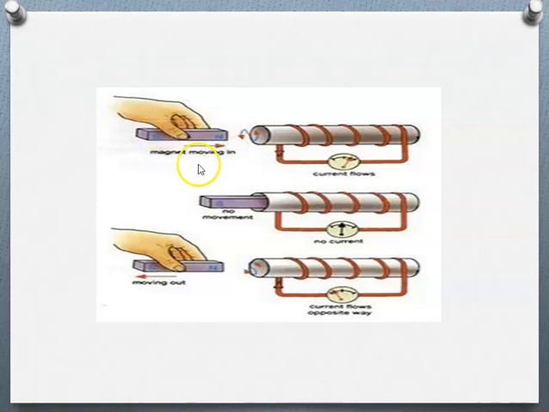This picture shows how the magnet movement induces EMF in the conductor, as shown by the galvanometer. Suppose the magnet is moving in, we get the right deflection. When there is no movement, there is no current, so the pointer shows zero deflection, and when it is moving out, it shows left deflection. That means according to the direction of movement of the magnet, we get the direction of EMF also.